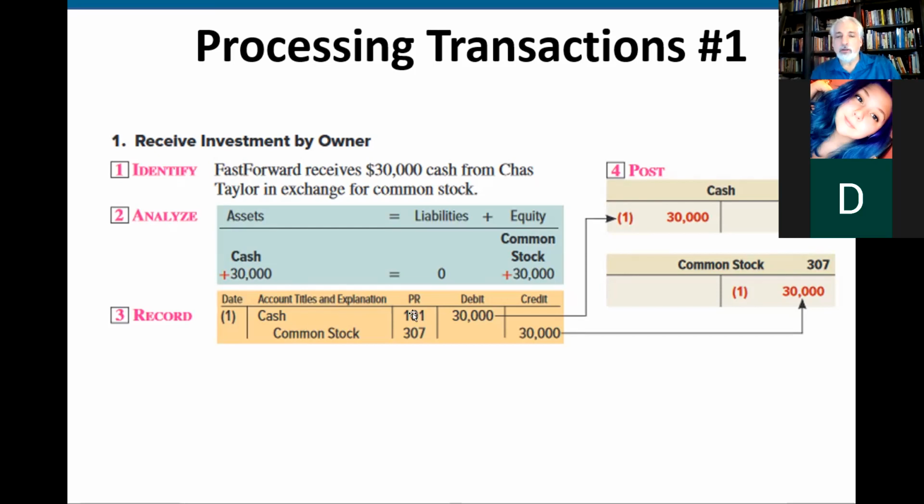We debit cash, account 101, for 30,000. We credit common stock for 30,000 in the journals. Recording it, it's called the books of original entry. We record in the journals, and then we post to the ledgers. The ledger is a page. Cash has a transaction now, and so does common stock. This came from journal entry number 1. And we go back here, we put a check mark against each of those once we post them.